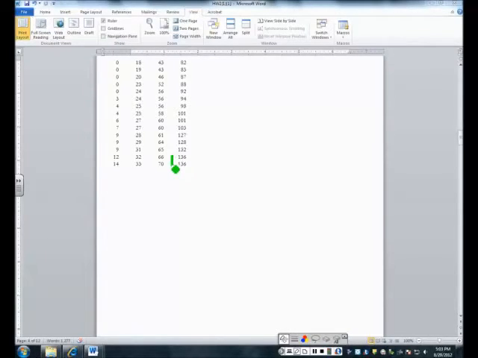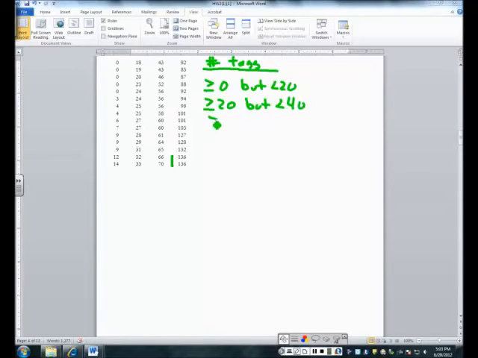The other thing I'm going to do is call the first class, number of tags, greater than or equal to 0 but less than 20, greater than or equal to 20 but less than 40, 40 but less than 60.